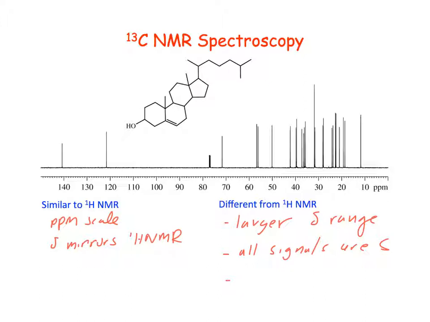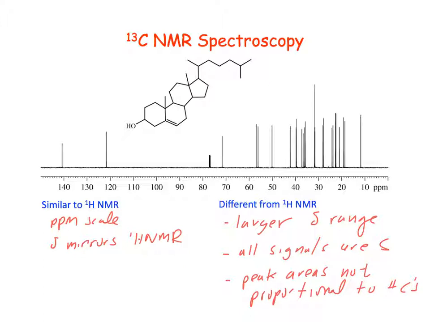So peak areas are not proportional to the number of carbons. It's not to say we can't run an experiment that allows us to do that, but that's not how we usually do this. Okay, so let's talk just a little bit about the theory.